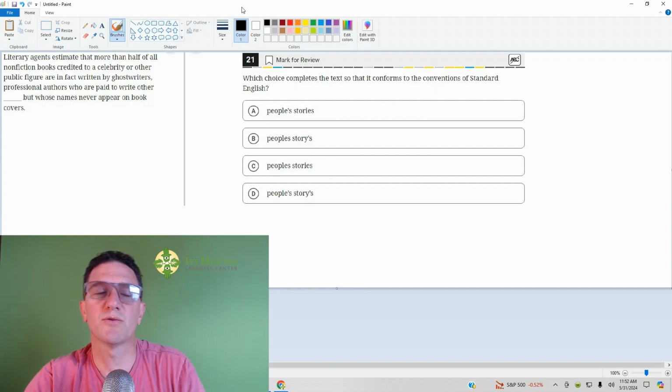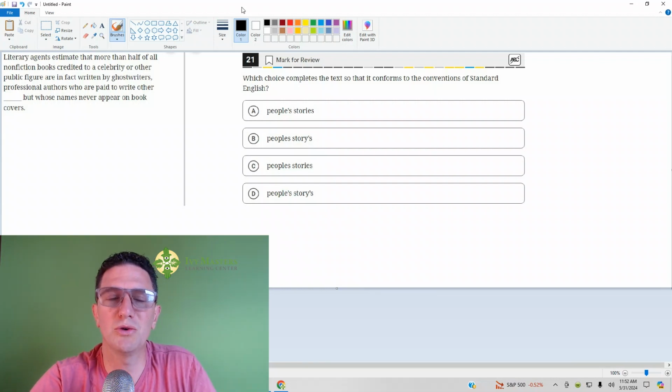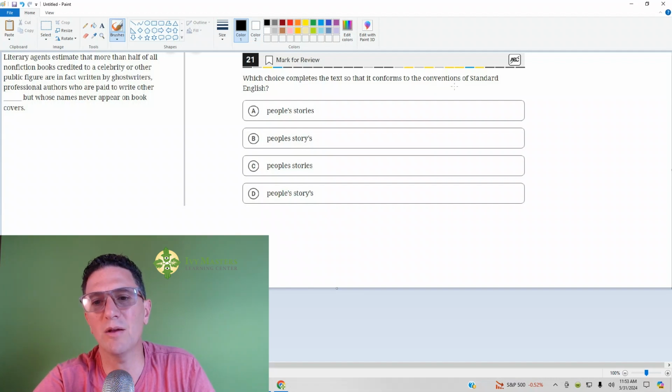This is the 21st question from Digital SAT Test 2 Module 2. This is from the Bluebook app, the easier set of reading and writing questions. It is asking about the conventions of standard English. Always look at your answer choices first.